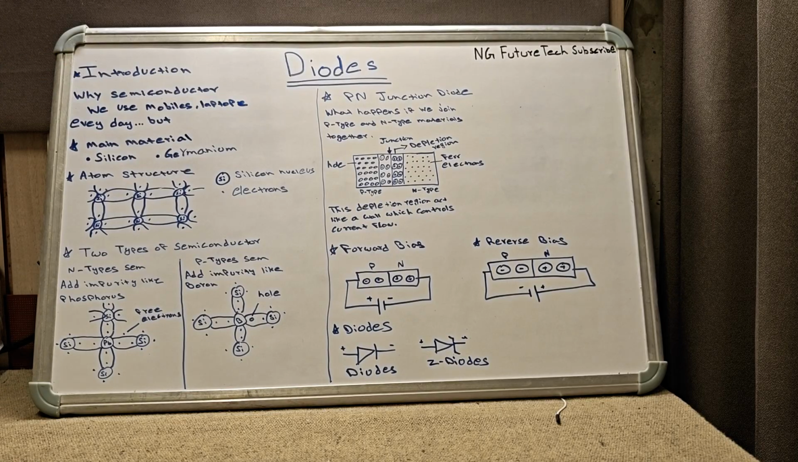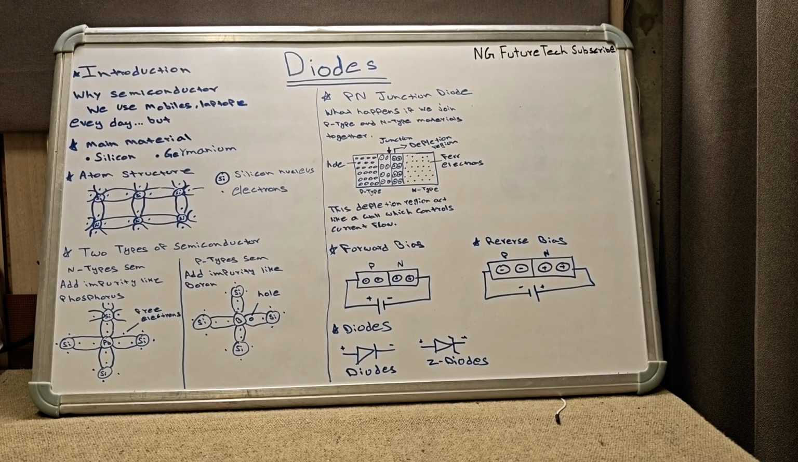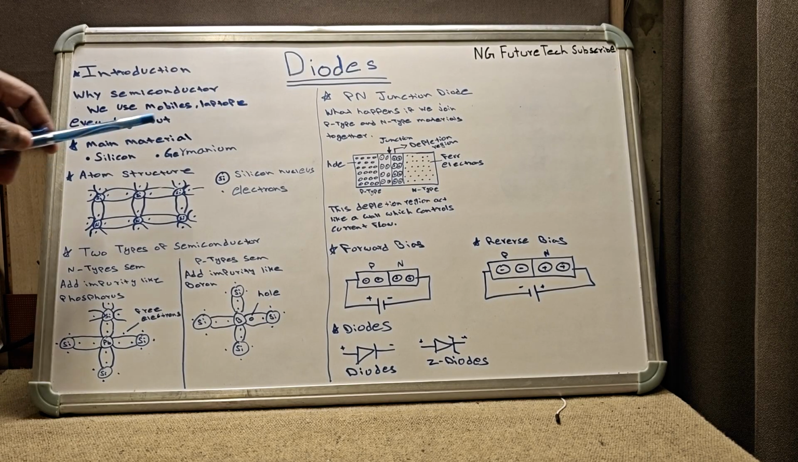Introduction. Why semiconductor? In daily life we are using mobile, laptop and so many electronic devices. Inside electronic devices there are so many components made of semiconductors. Without semiconductors, today's electronics are not possible. There are two types of materials we are using in semiconductors. First one silicon, second one germanium. In most industry we are using silicon.